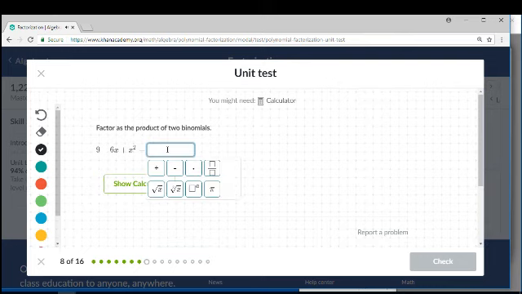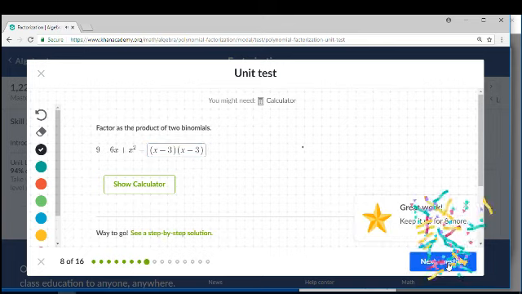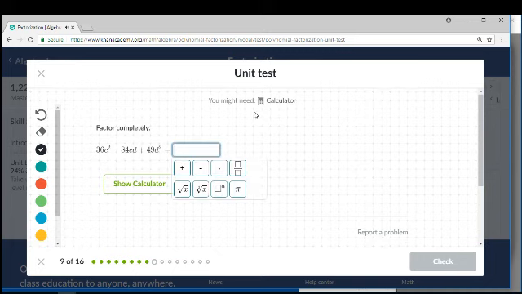x squared minus 6x plus 9, so that'll be x minus 3 and x minus 3. Negative 3 minus 3 is negative 6. Negative 3 times negative 3 is 9. 36, 84, 49. Factor completely.